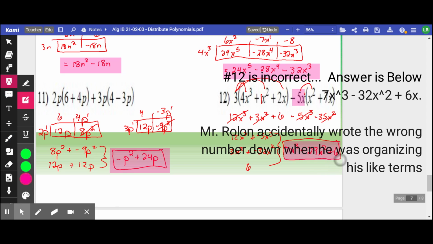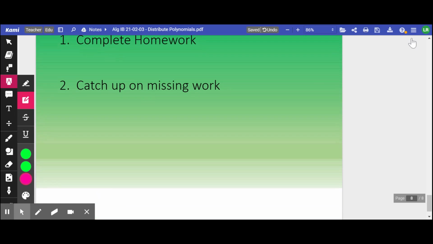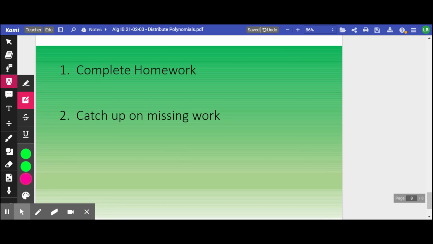Okay, what you need to do, we're going to open up our homework assignment, practice 8.2. There's 10 problems on it. I want you to make sure that you take care of those 10 problems. And then any other time that you have, make sure you are catching up on any of your missing work, especially your quizzes and your tests. Okay?